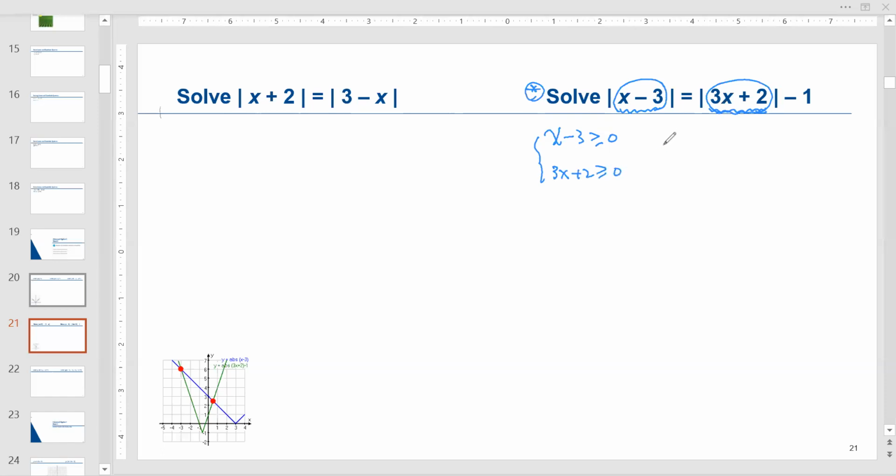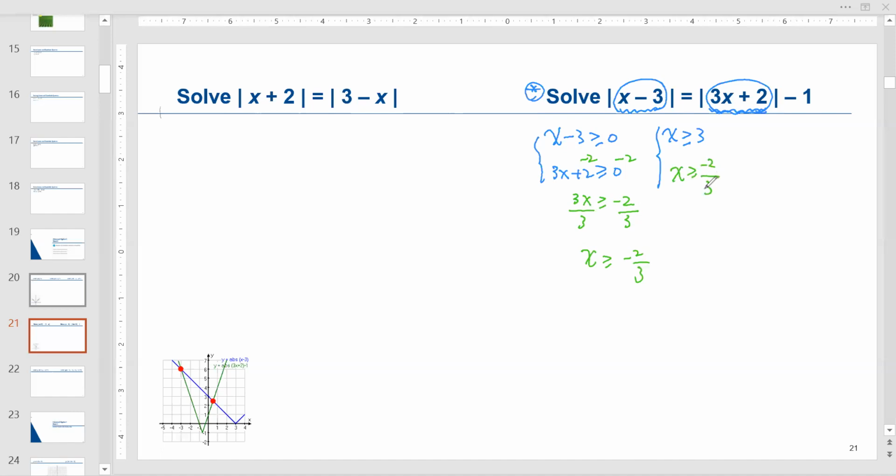Okay, so what do you get? You can see x is actually greater than or equal to 3 here, right? What about this part? Subtract 2 from both sides, so you get 3x greater than or equal to negative 2, right? And divide both sides by 3. So x greater than or equal to negative 2/3, right? So you get here.